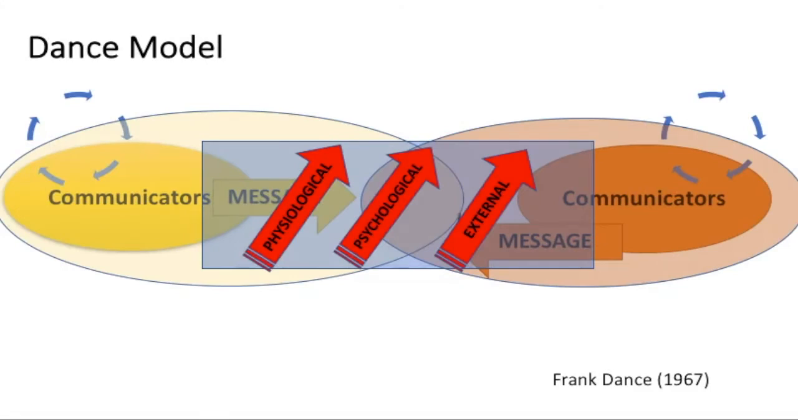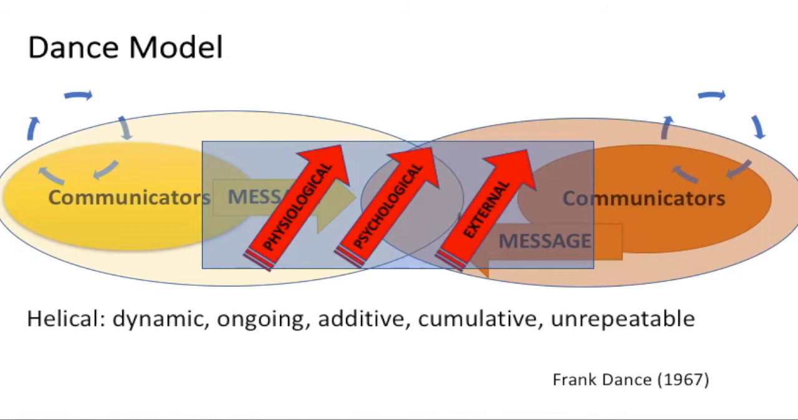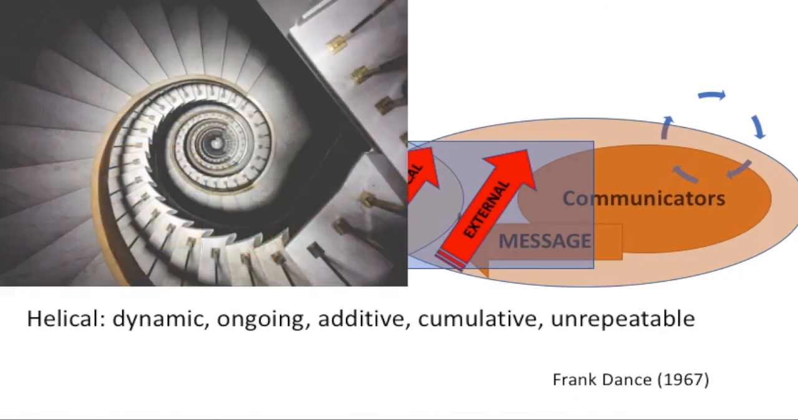Moving on, Frank Dance employed many of the same ideas as Schramm, but suggested that communication processes are not really circular. Rather, they are better understood as a spiral or a helix. So, interpersonal communication isn't this mechanical back and forth process, but is more organic. It's dynamic, ongoing, unrepeatable, additive, and cumulative. As we communicate, our understandings of ourselves and the other party widens and deepens.